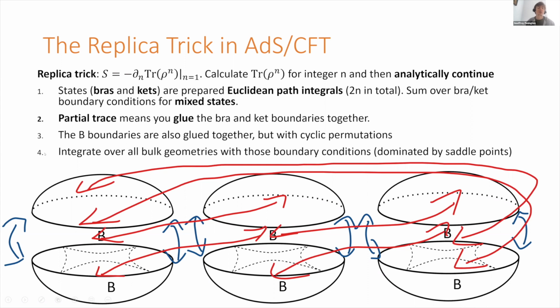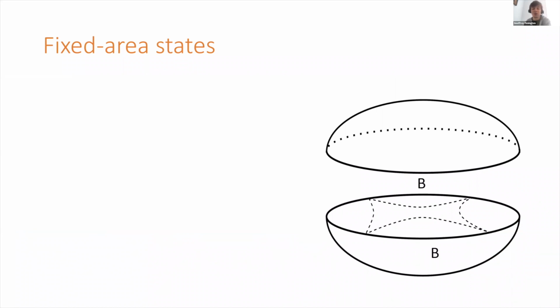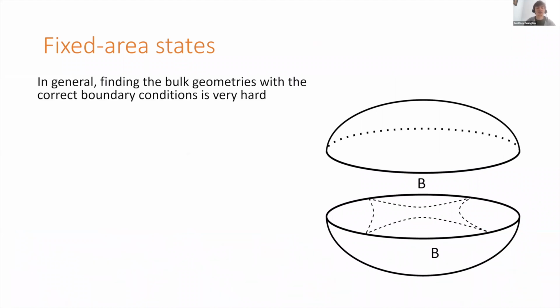And finally, we're going to evaluate it using the bulk side of AdS/CFT. We do that by integrating over all bulk geometries that have those boundary conditions, or in practice, in the semi-classical limit, we just assume that the calculation is dominated by classical saddle points, and we sum over those classical saddle points. So that's all very standard stuff. But unfortunately, it turns out that in general, finding all the bulk geometries with the correct boundary conditions for general n is very hard to do.